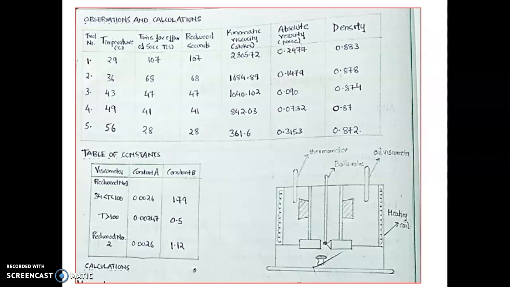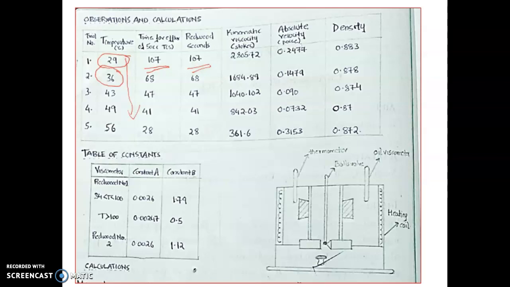The observations are made at different temperatures like this. Here 29 degrees Celsius is taken as the room temperature, and the time for collecting 50 ml of oil is recorded as 107 seconds. So the Redwood seconds is 107 here. There is no change. Then we increase the temperature of the oil by switching on the heater and agitating the water around the oil.